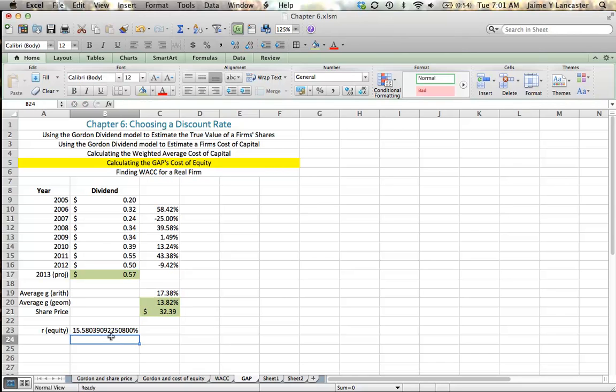And I hit return. I reduce this down to two decimal places. And I've calculated my required rate of return on equity for Gap. Based on my calculations, I'm estimating that shareholders, in order to buy a share of Gap stock, are hoping for a required rate of return of about 15.58%. And that's what I'm going to use as my cost of equity for calculating my weighted average cost of capital.